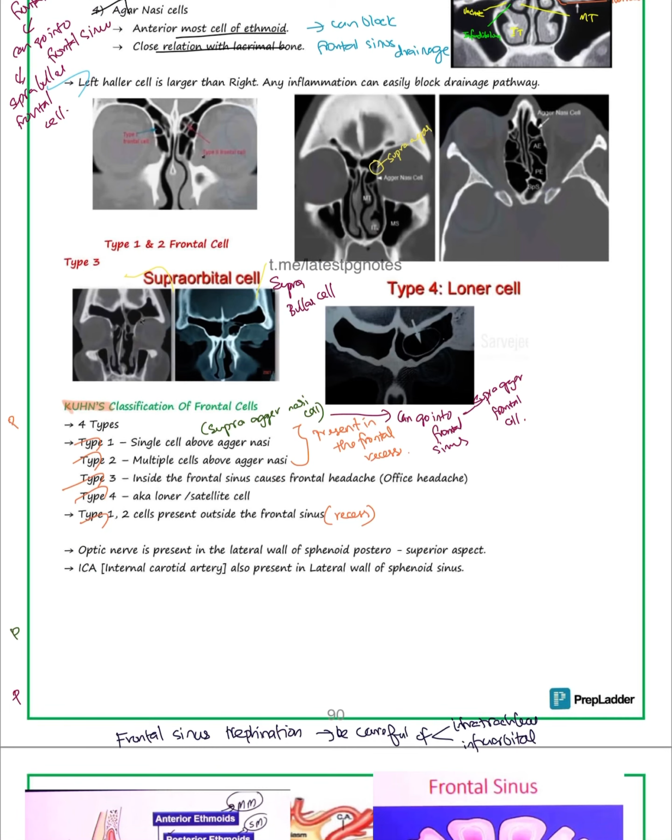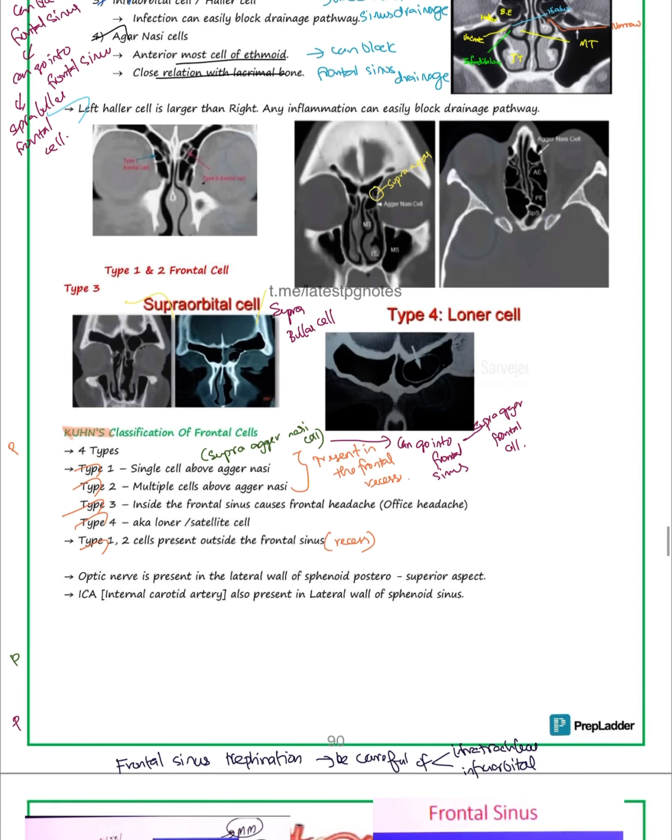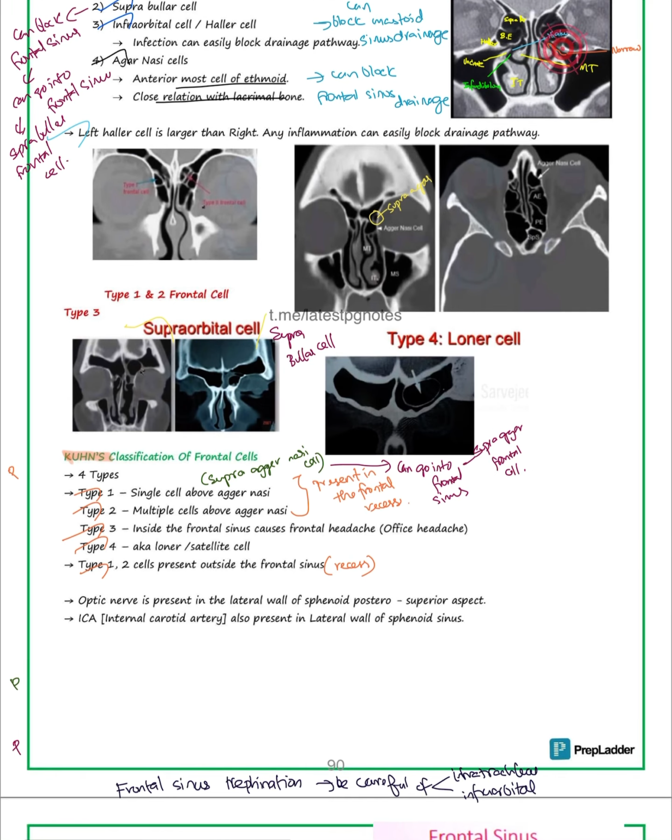Okay, see, in some cases the left side is larger than the right. So any inflammation can easily cause a blocked drainage pathway. You can see, as I said, the left is narrower than the right. Then frontal cells, there are four types of cells.